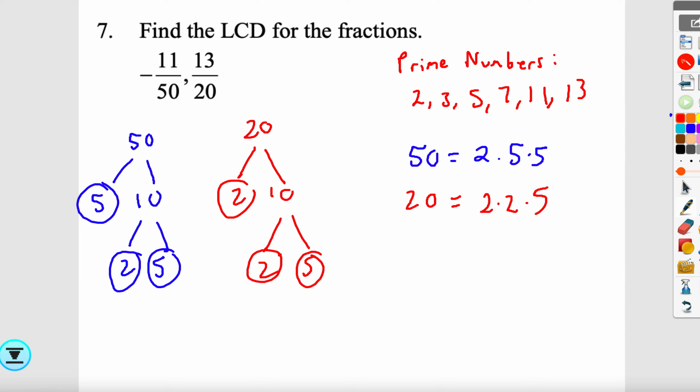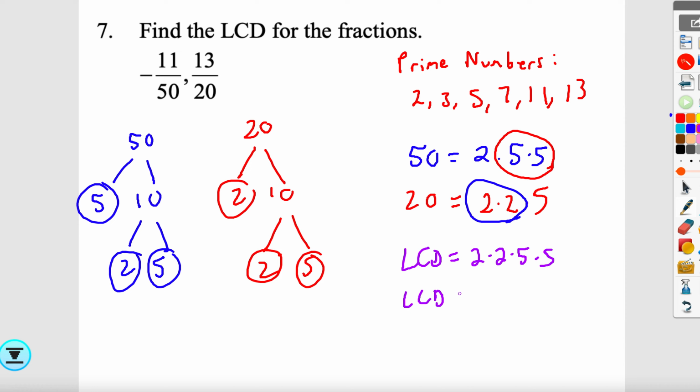Now there's 2 different prime numbers, so we have to circle the one that comes out the most. So from the 5s, 1 five and 2 fives, we're circling the 2 fives. And then there's 1 two and 2 twos, we're going to circle the 2 twos. Now that we've circled the prime numbers that come out the most, to get the LCD, it's equal to the circles. So it'll be 2 times 2 times 5 times 5. When you multiply those out, guys, you get 100. And we're done.